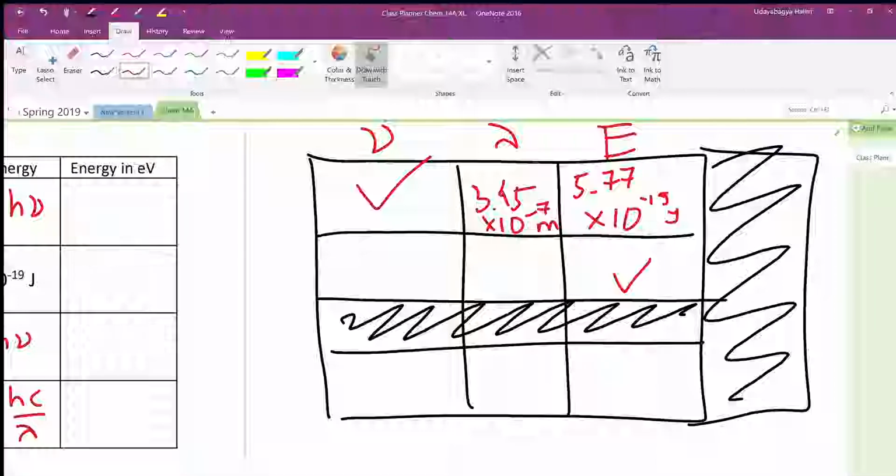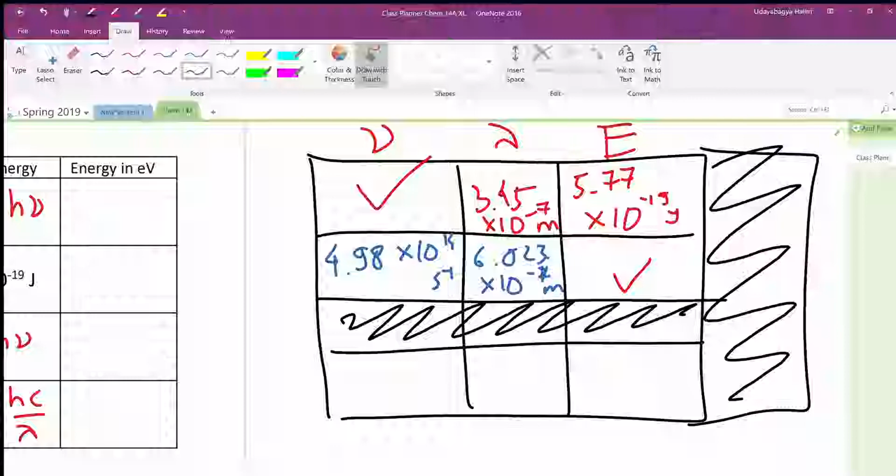For the second row, you're given the information of energy, but you're not given the information about frequency or wavelength. And the answer numerically is that this one is 4.98 times 10 to the power of 14 second to the negative 1. And the next one, the wavelength, is 6.023 times 10 to the negative 7 meter. And again, I'm not caring too much about sig figs and so on. Do you guys get the same-ish number? Yeah. Okay.